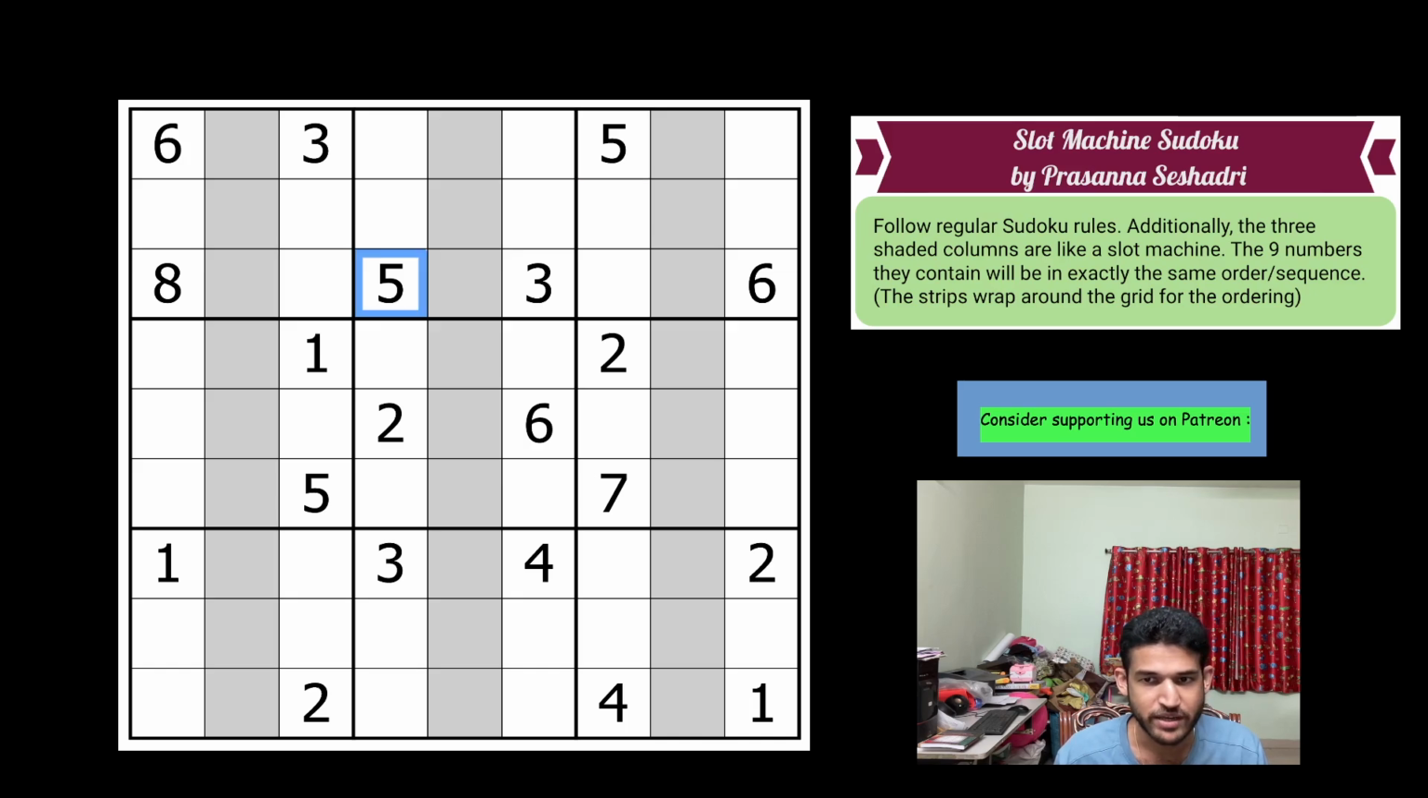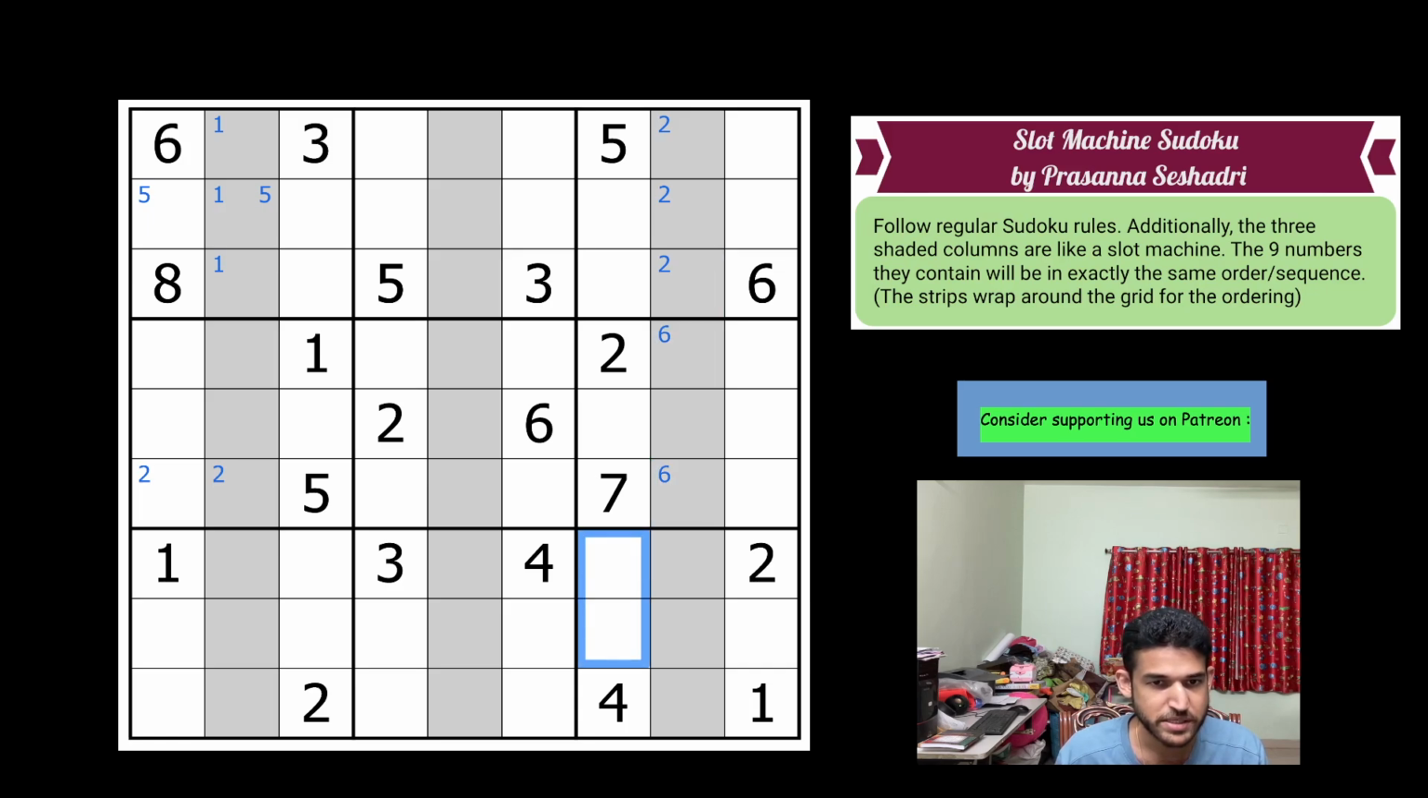5, 5, so 5 is in one of these two cells. 1, 1 goes here. Okay. 2, 2 goes here. 6 is not here, 6 is not here, so 6 is in one of these two cells. So at last we got something.